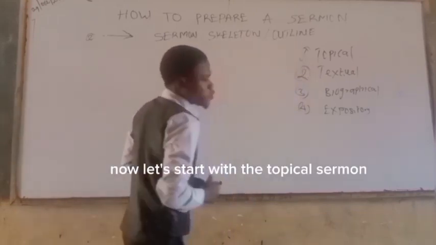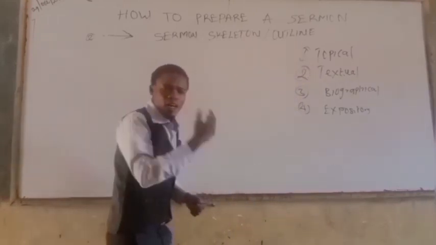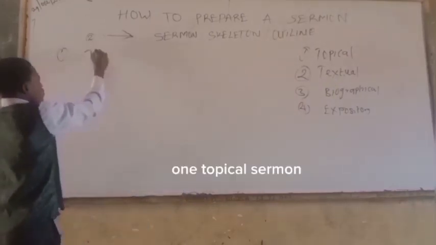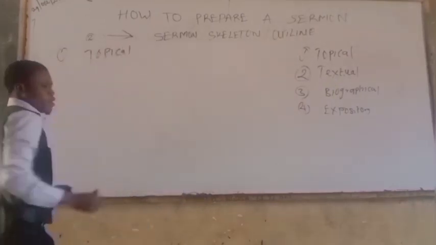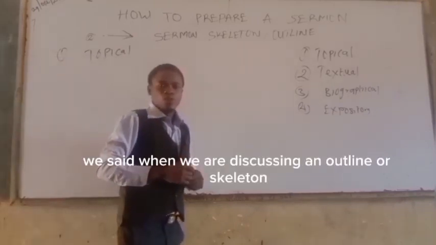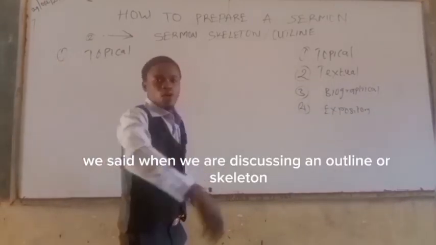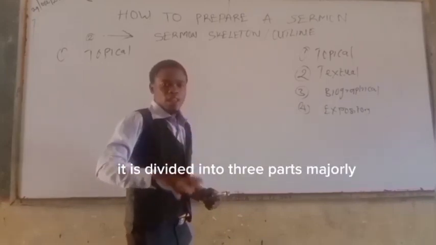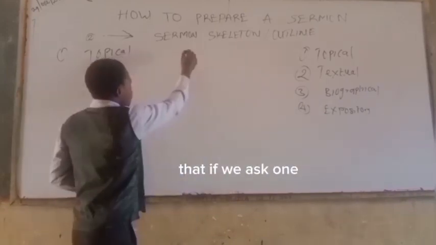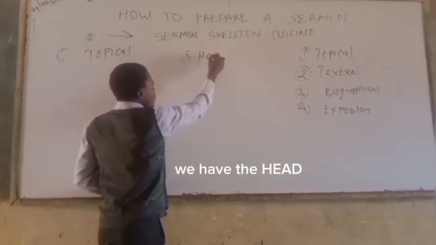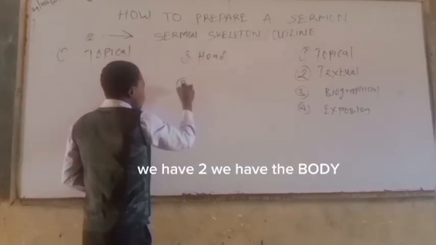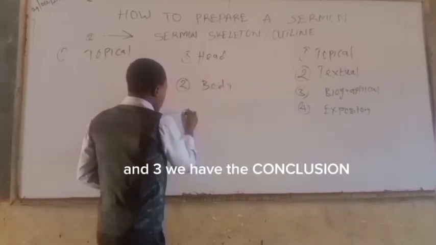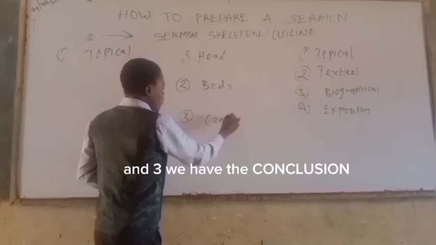Now, let's start with the topical sermon. How do we prepare an outline for a topical sermon? 1, topical sermon. If you still remember, we said when we are discussing an outline or skeleton, it is divided into 3 parts majorly. That is, we have 1, the head, 2, the body, and 3, the conclusion.